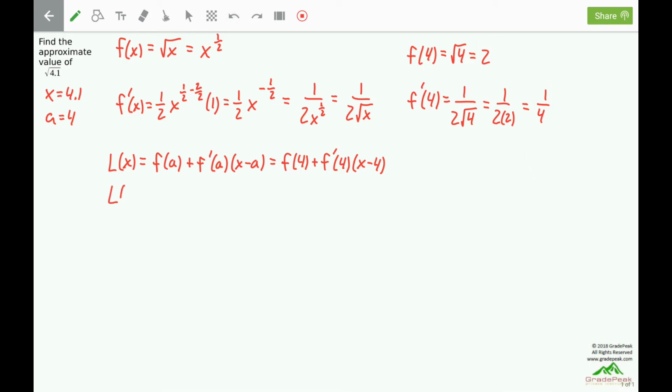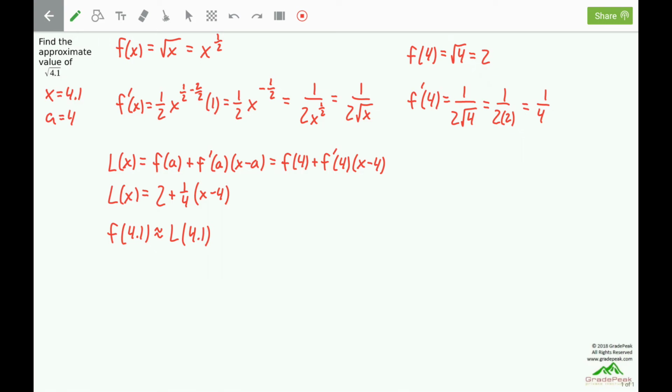So the linear approximation formula will be f of 4, which is a 2, plus f prime of 4, which is a 1/4, times the x minus 4. F of 4.1 can now be approximated by L of 4.1.